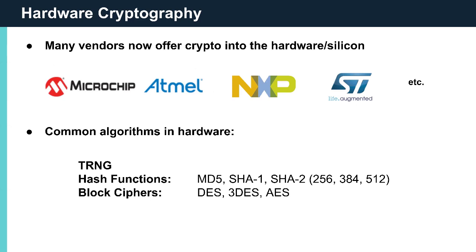Many of the vendors now are offering crypto in their hardware in silicon. Some of the ones that we see frequently are Microchip, Atmel, NXP, ST, but the list goes on. Most of them will have a TRNG. Most of them will have a set of hash functions. That might be MD5, SHA, SHA-2. Most of them will have block ciphers: DES, triple DES, and AES. And some of the newer ones, we're starting to see more and more having some public key algorithms accelerated, which is really nice to see, given that those are the most performance expensive operations inside of your TLS handshake.